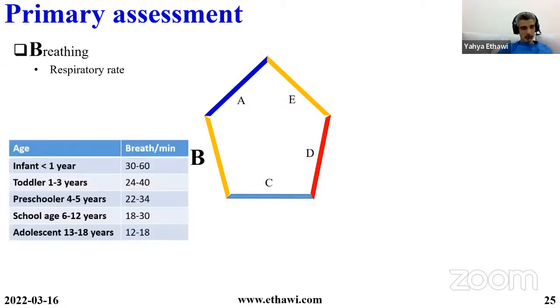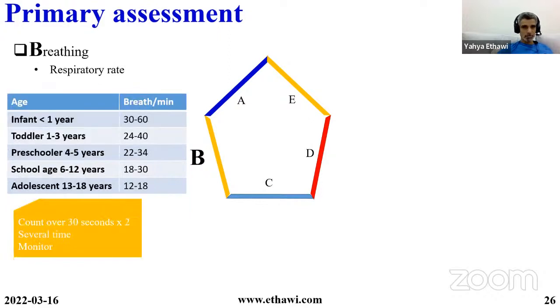Respiratory rate. If less than 1 year, the normal is 30 to 60. Not very true, but mostly true. In toddlers, or 1 to 3 years, the normal is 24 to 40. In school age, it's somewhere between 18 to 30, and more than 13 is usually an adult limit, between 12 to 18 cycles per minute. When we count the respiratory rate, it should be over 30 seconds, and then we multiply it by 2. It's better to count it more than one time and use a monitor to monitor the rate.